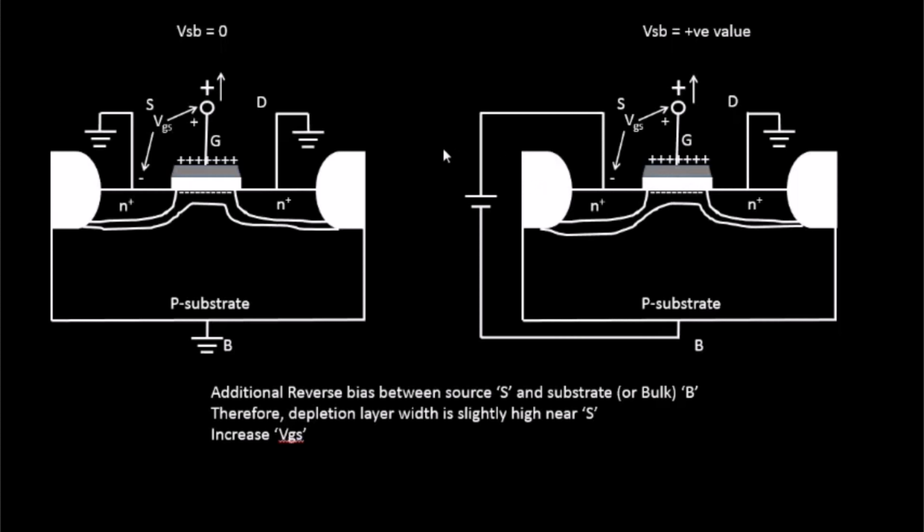Let's see how. First there will be an increase in the depletion layer width in both the cases. There will be even more increase in the depletion layer width in both the cases, and even more. And finally, this area and this area are completely depleted of their majority charge carriers, which is holes. Once that happens, the depletion layer width remains constant. It doesn't increase anymore.